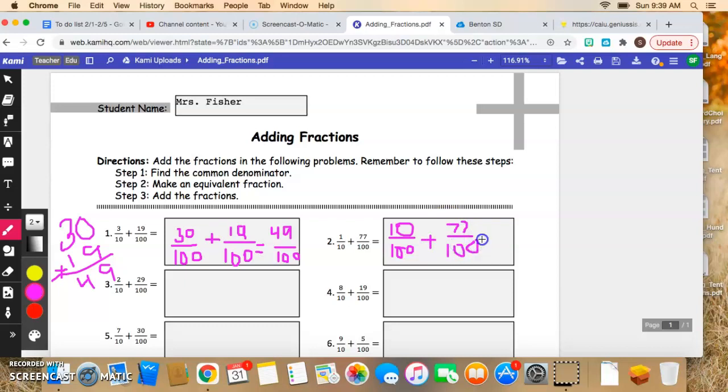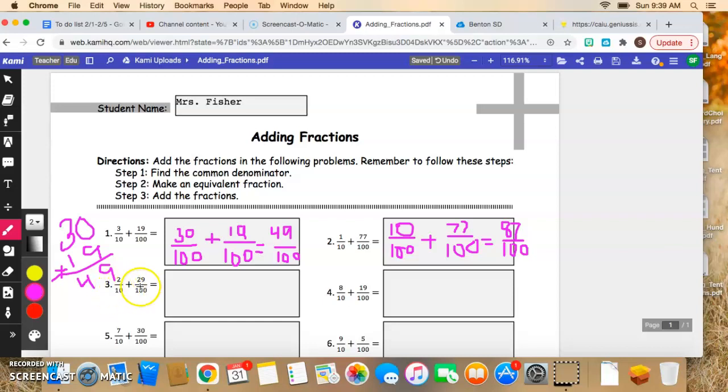Now we need to add them. We only add the top. So 10 plus 77 is 87 over 100. So 87 hundredths. Okay, let's go to 3.